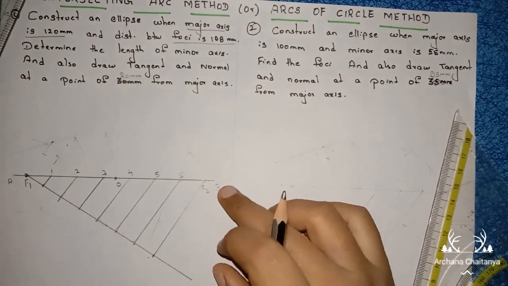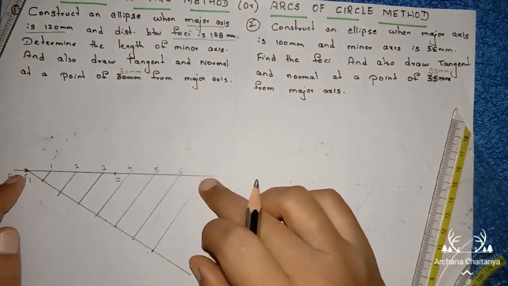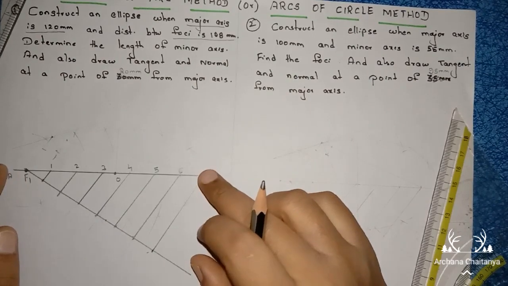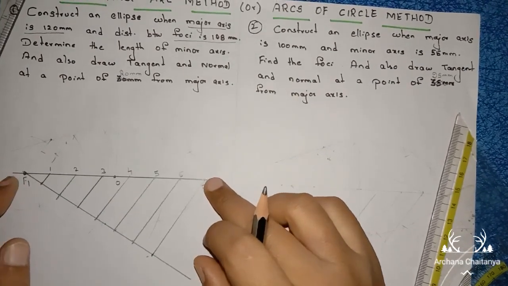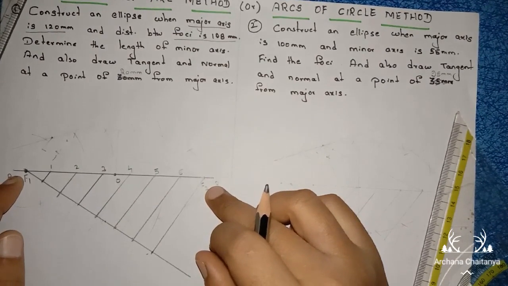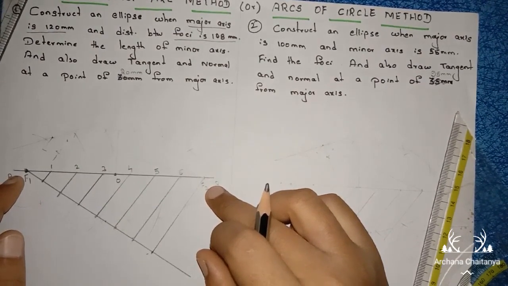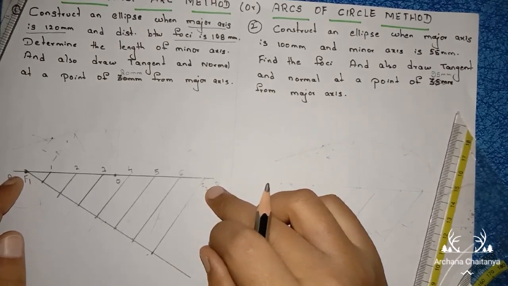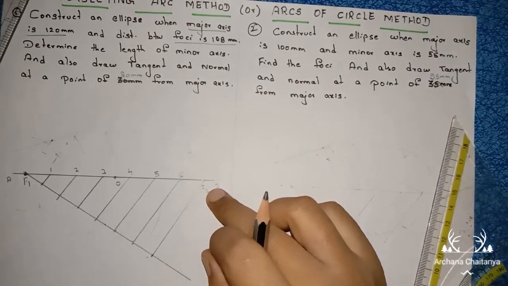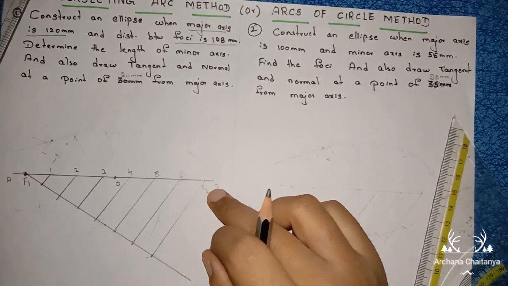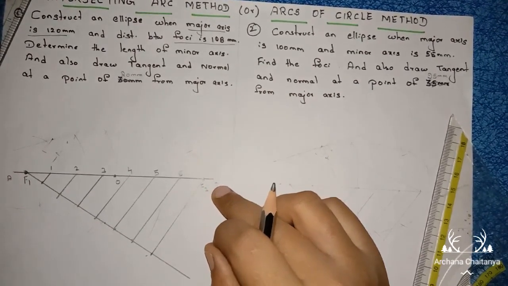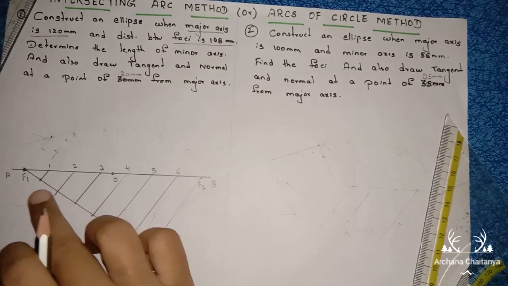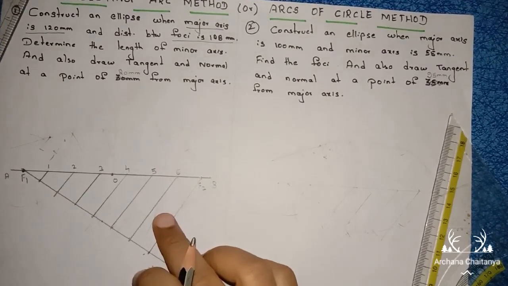So first I am drawing the major axis, then marking the focus points, then dividing this focus points distance into any number of equal parts. You can divide into 6 to 8 equal parts here.